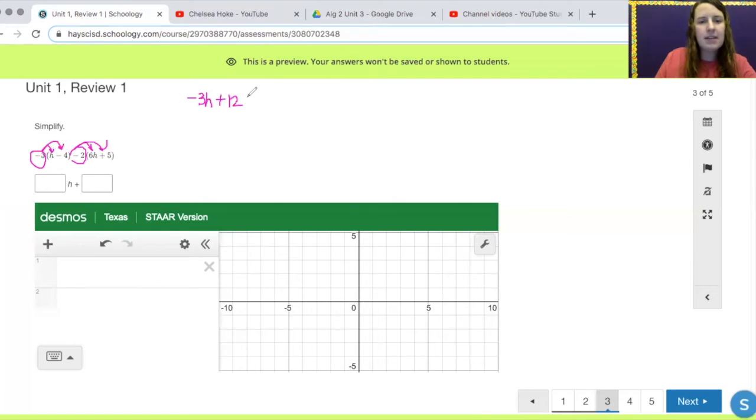Negative 2 times 6h is negative 12h. Should have said times 6h, sorry. Negative 2 times 5 is negative 10.